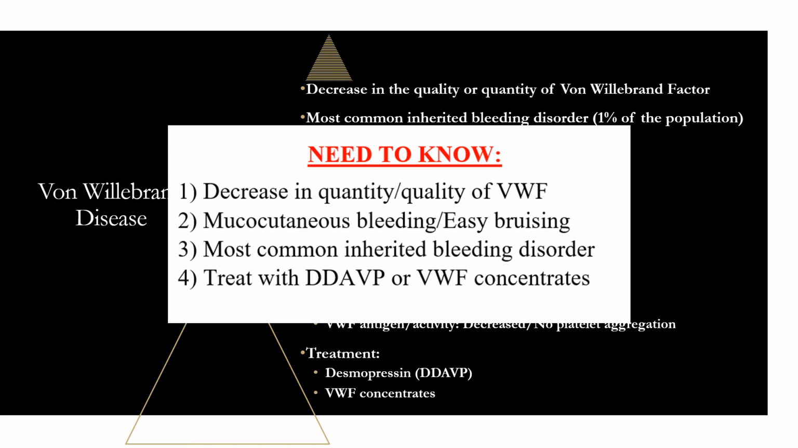Now, what do you need to remember for this? Remember, it's a decrease in the quantity or quality of von Willebrand factor. Remember, look for your mucocutaneous bleeding, your easy bruising. Remember, this is the most common inherited bleeding disorder. And then remember treatment with DDAVP. That's the main one I'd remember. And then you also have the option of von Willebrand factor concentrates as another treatment option for those severe patients.